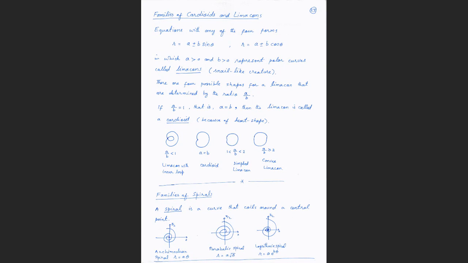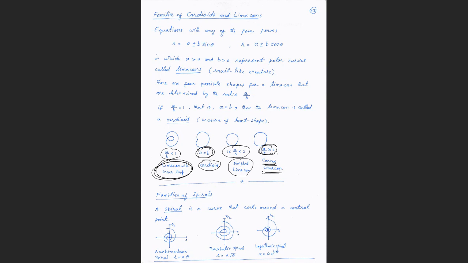And similarly, if a divided by b is greater than or equal to 2, then we have a convex limaçon. A convex limaçon is similar to a circle. So these are the families, and you have to remember the conditions. If a divided by b is less than 1, it is a limaçon with inner loop. If a is equal to b, we have a cardioid. If a divided by b is between 1 and 2, it will be a dimpled limaçon. Similarly, if a divided by b is greater than 2, we have a convex limaçon. Okay, so this is about the limaçons and cardioids.